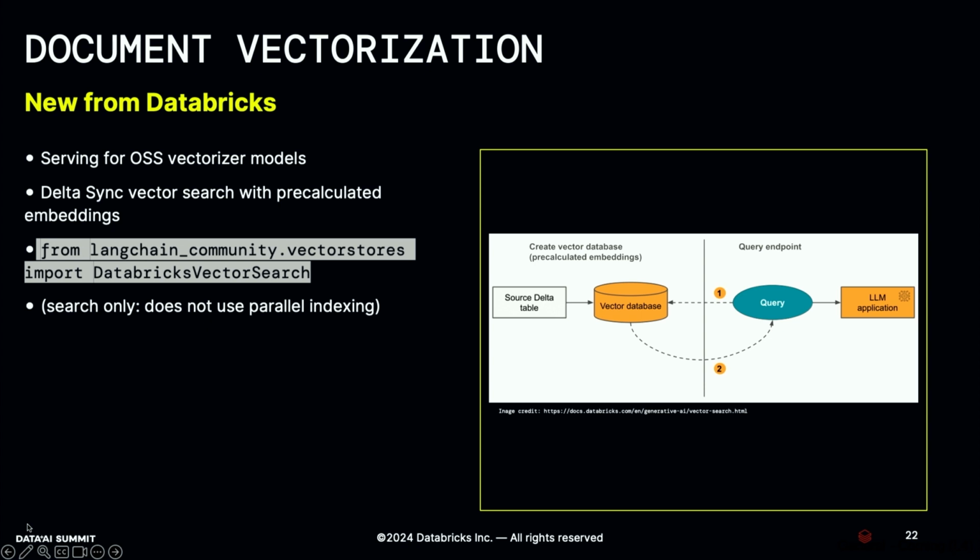There is a Delta sync where you can pre-generate your embeddings, store them in a Delta table, and then tell Databricks to sync a vector index with that Delta table with the pre-generated embedding column.